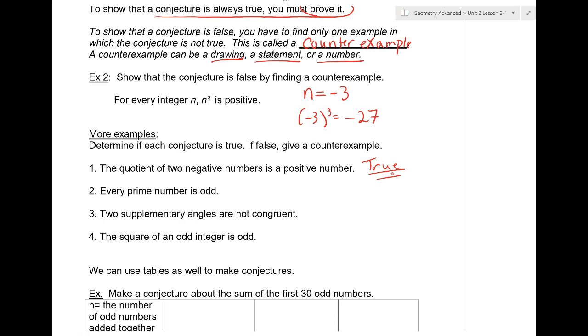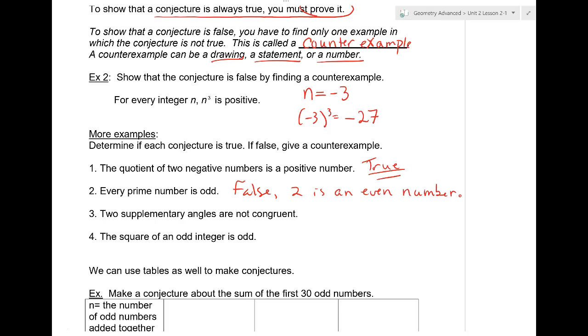Every prime number is odd. False, because of 2. Yeah. What number destroys it? 2. False. 2 is an even number. So this time I wrote a statement down, but it makes sense. 2 is prime, but it's the only even one. But it's that one that disproves it, right?